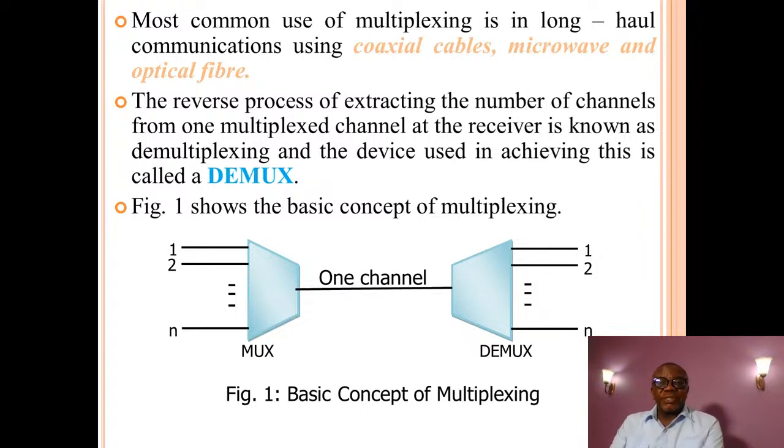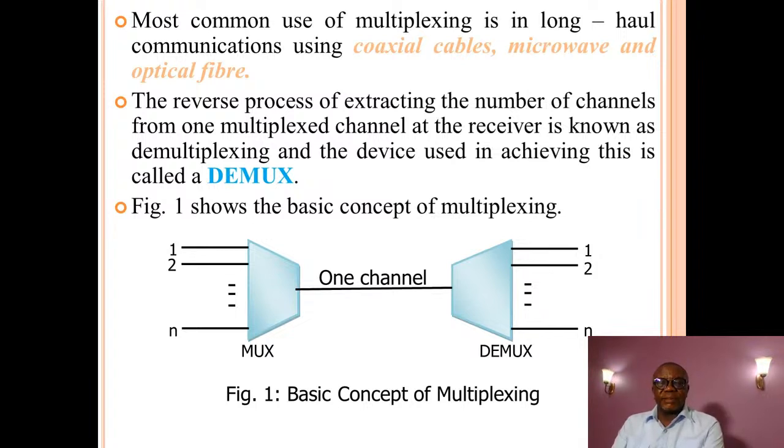The reverse process of extracting the number of channels from one multiplexed channel at the receiver is known as demultiplexing, and the device used in achieving this is called a demux. So demux is a short form of demultiplexer.